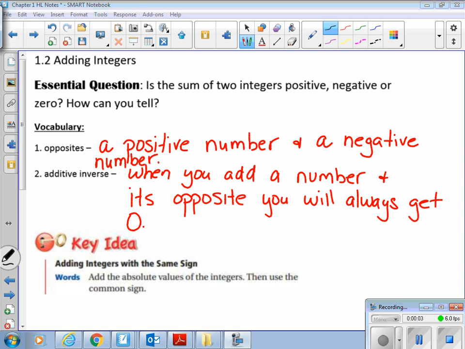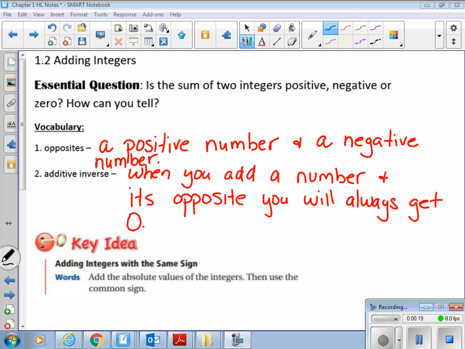Okay, today we're going to do chapter 1, lesson 2, adding integers. Our essential question is: is the sum of two integers positive, negative, or 0, and how can you tell? So we're going to start off with two vocabulary terms. The first one is opposites.